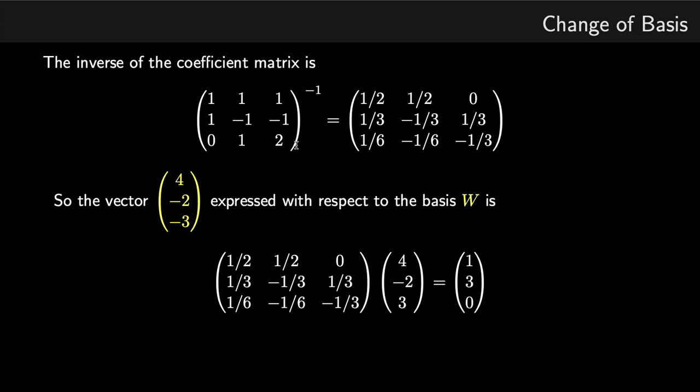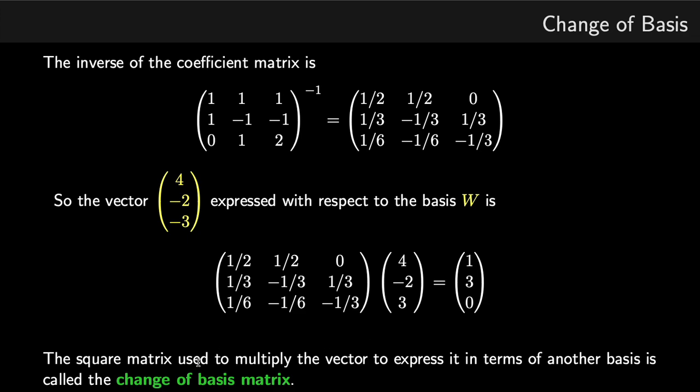Okay. Now, why did I choose to invert instead of solving using Gaussian elimination? Well, if I had a different vector than (4, -2, 3), I can simply use this matrix to multiply another vector to give us that vector with respect to the different basis. So that's known as the change of basis matrix. So I can represent any vector in R3 with respect to our basis W by multiplying by this change of basis matrix.